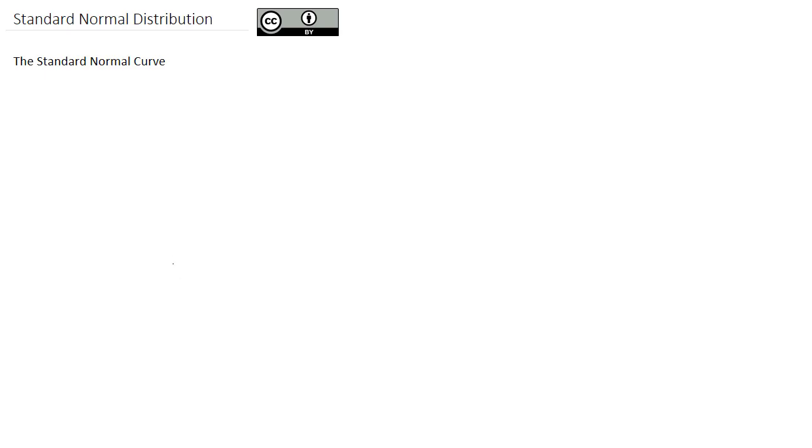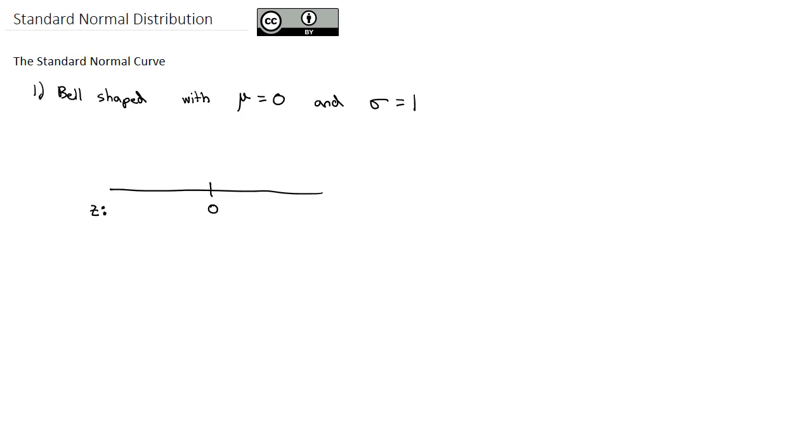One of the most useful distributions is the normal distribution. And in this video, we're going to specifically talk about the one that is called the standard normal curve. The standard normal curve is a bell-shaped curve with a mean equal to 0, and the standard deviation is equal to 1. So if we were to draw a picture, we would have the mean of 0 on our z-scale here. Z is 0.